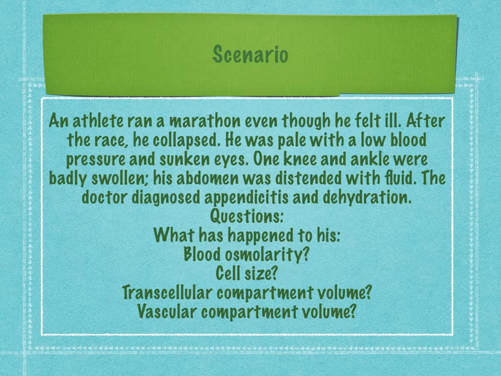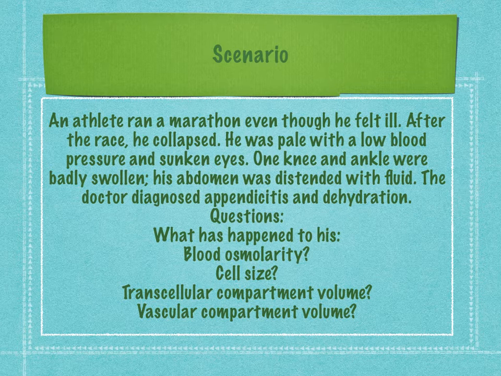When we talk about cell size, we're referring to tonicity, or the tension or effect that a solution with impermeable solutes exerts on the cell size because of water movement. Remember, the fluids are classified as hypotonic, isotonic, or hypertonic, depending on whether they cause the cells to shrink or expand. What about the transcellular compartment volume?